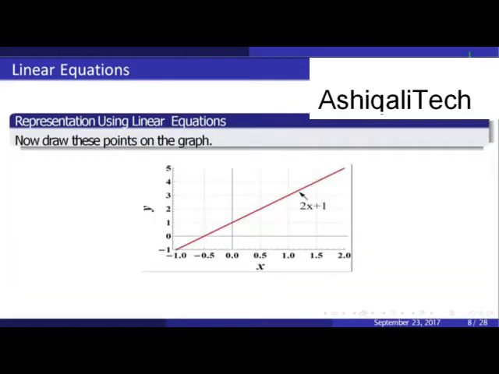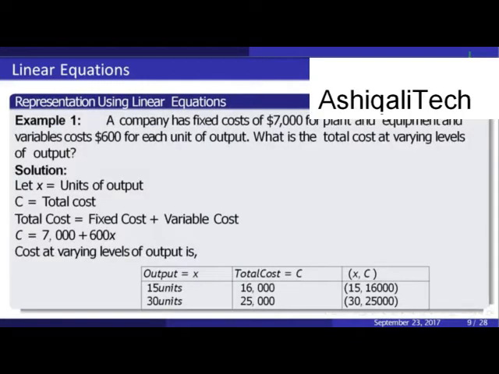Now we represent these points on the graph paper. On the x-axis, we take the values of x, and on the y-axis, we take the values of y. So when we join these points, we get the following straight line, which is called y is equal to 2x plus 1 line. Dear students, now we represent another example of linear equations.